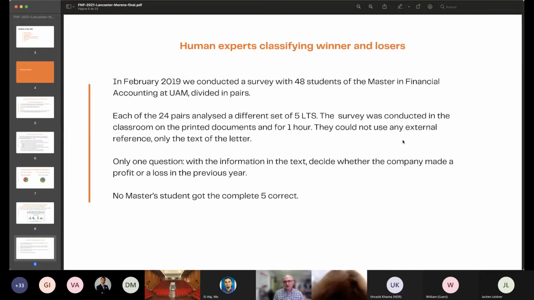Only one question they had to solve. With the information in the text, you must decide whether the company made a profit or a loss in the previous year. It was remarkable that no master student in finance got the complete 5 correct. So we can assume that these are experts. They are not linguists, they are experts in financial narrative. So this is a proof, again, that something is difficult for humans and also for artificial intelligence systems.